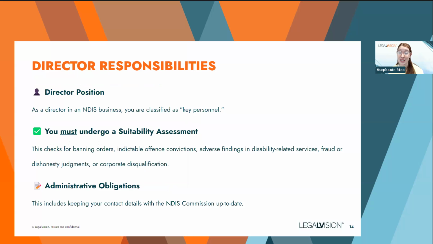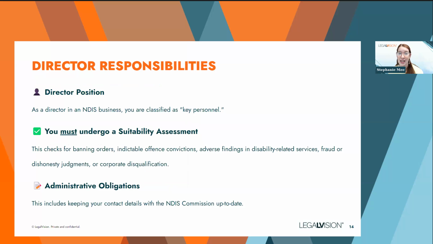additional considerations. Under the NDIS, your role is known as what's called a key personnel. So you're the key personnel of your business. In order to become key personnel for your NDIS business, there's a suitability assessment that's attached to that, and you must hold an NDIS screening check.